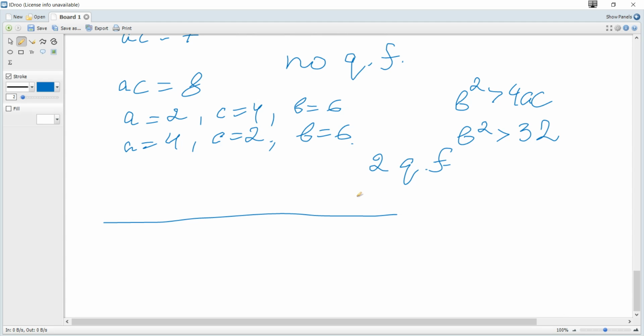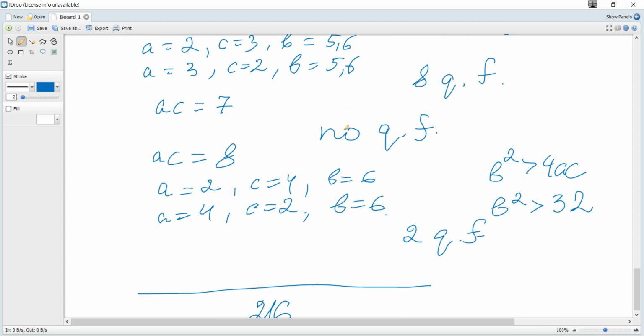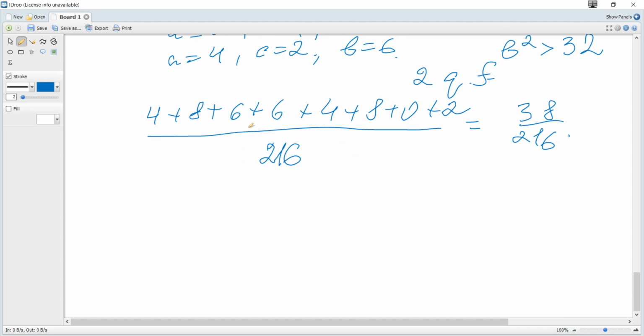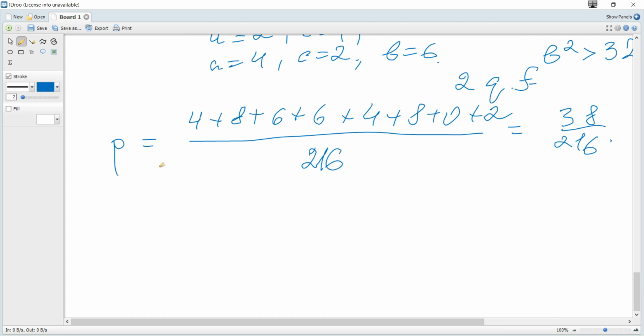And now the required probability is the favorable quadratic functions divided by the total number of all possible quadratic functions. It's 216, and you should just add up all quadratic functions from AC to be 1 up to AC to be 8, and it is equal to 4 plus 8 plus 6 plus 6 plus 4 plus 8 plus 0 plus 2, and it's 38 over 216. And it's the required value of P.